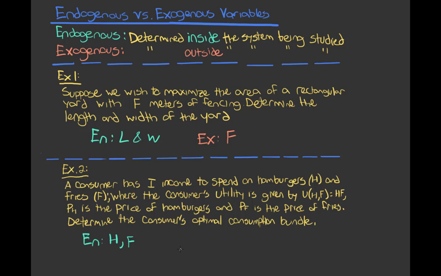Whereas the exogenous variables are going to be the price of hamburgers, the price of fries, and the income that the consumer has to spend. And these variables are exogenous because those are given to us. We do not choose our income or the prices, but we do choose the quantity of the goods that we consume.